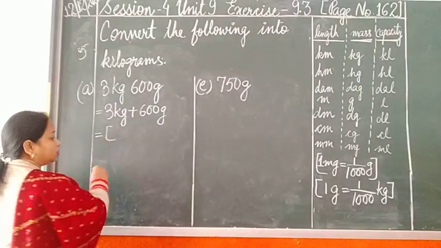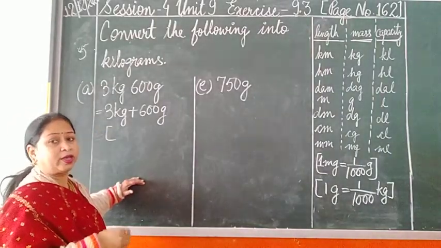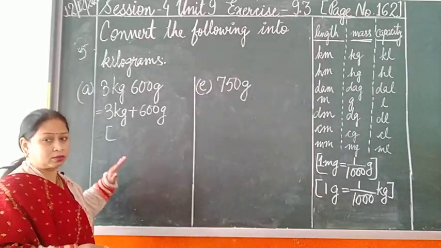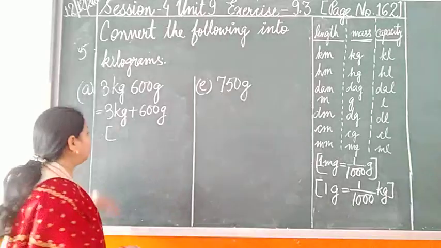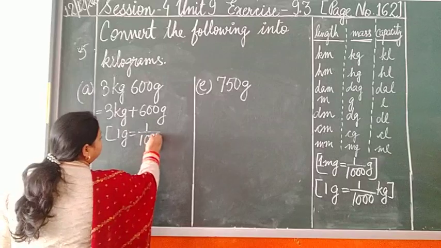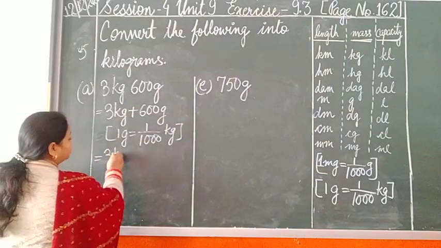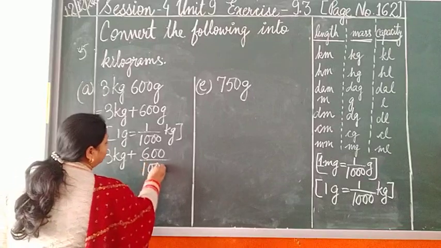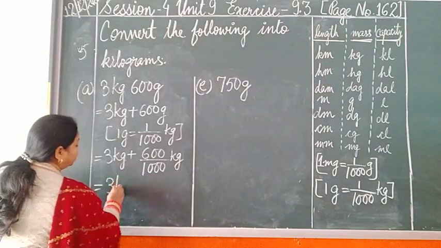Why are we writing this conversion on each step? Because still we are learning these things, still we are practicing these things. So, the more and more you practice, it will be fed up in your mind. That is why we are doing it again and again. So, 1 gram is equal to 1 upon 1000 kg. Okay. 3 kg will remain as it is, whereas 600 gram will be divided by 1000, gram will be replaced by kg, and the conversion is very clear now.